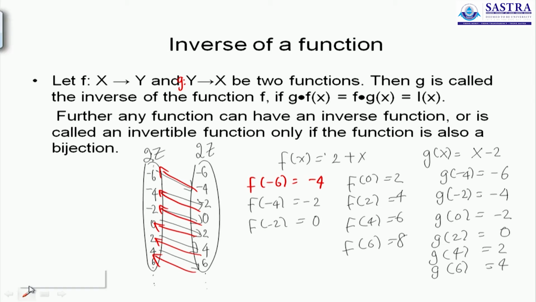And it is better to note the fact that a function can have an inverse only if it is also a bijection. Unless it is a bijection, you cannot define the inverse for a given function. In other words, any function that is both 1 to 1 and onto will always have its own inverse function defined. With these definitions, let's have a look at a couple of examples that will help us understand these ideas in a better manner.